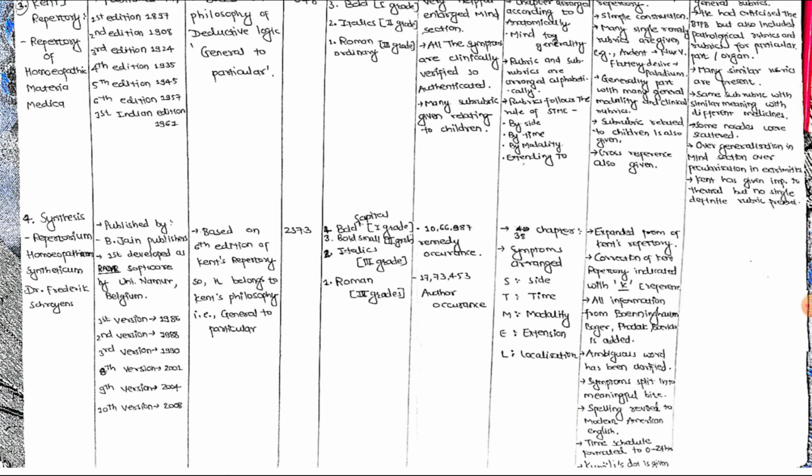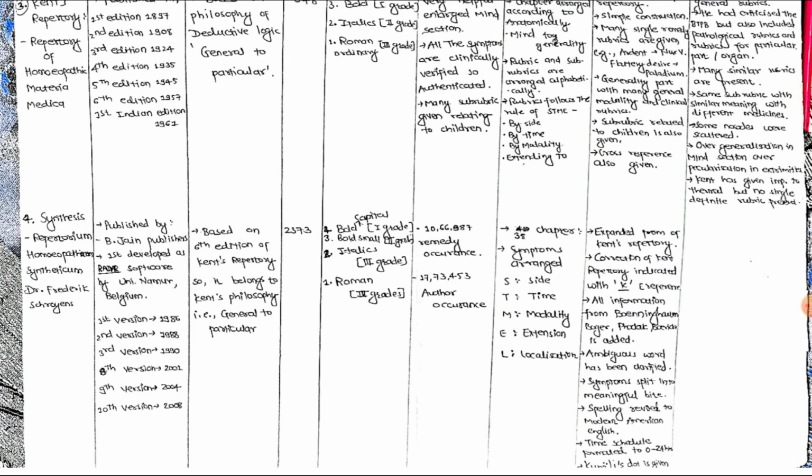Repertorium Homeopathicum Syntheticum by Dr. Frederick Schroyens, published by Narayana Publishers, first developed as software, RADAR software. The first version was in the year 1986, the second version in 1988, the third version in 1990, the eighth version in 2001, the ninth in 2004, and the 10th version in 2008. It is based on the 6th edition of Kent's repertory, so it belongs to the Kent philosophy, that is from generals to particular. Total number of remedies 2373.